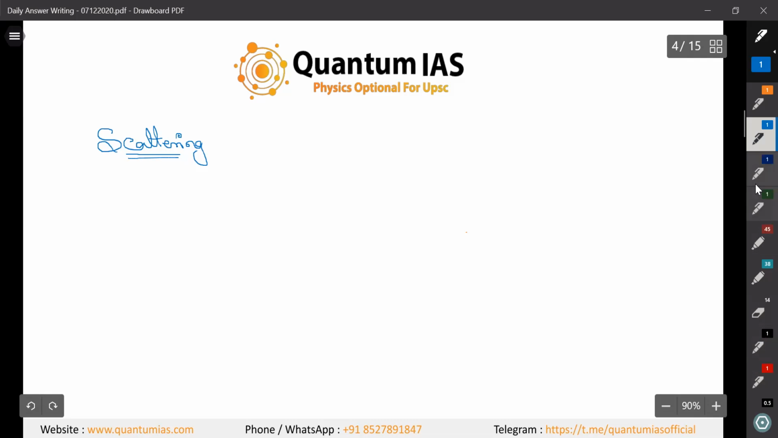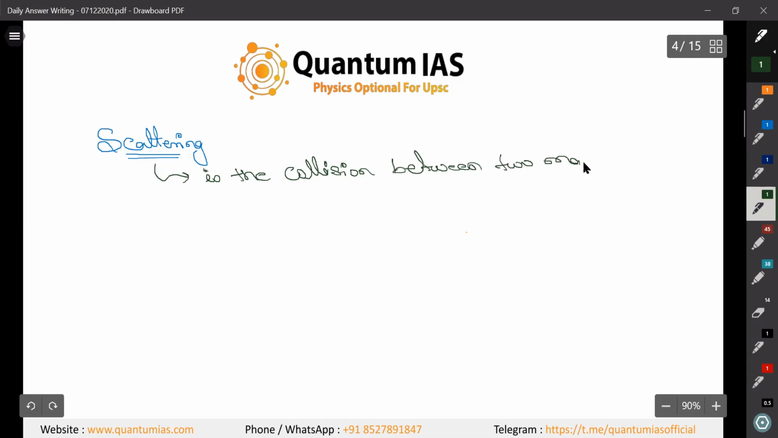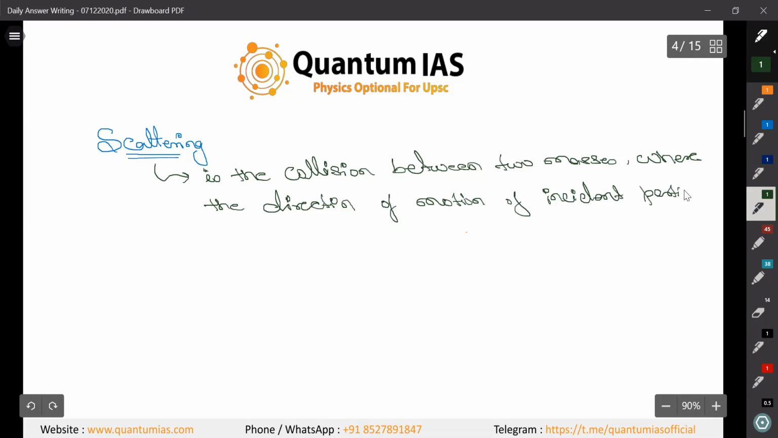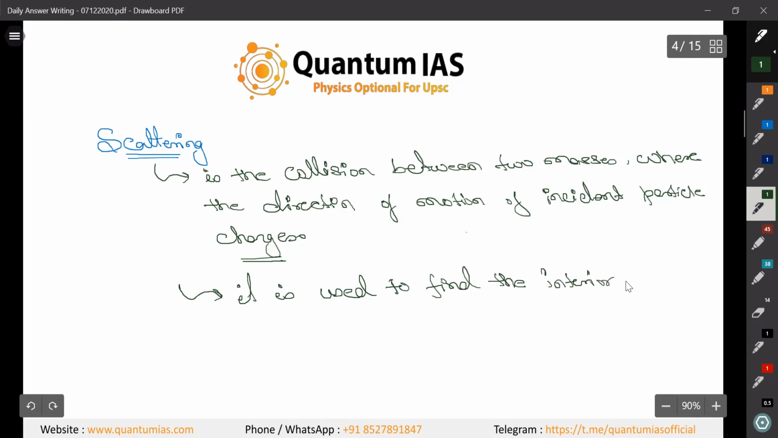So we can write that scattering is the collision between two masses where the direction of motion of the incident particle changes, right? Also, you can use another definition, that the particle gets scattered or diverges. Okay, so these are the things. Also, it is used to find, what you can say, the interior of an atom. Okay, so we can write this much for the scattering part.